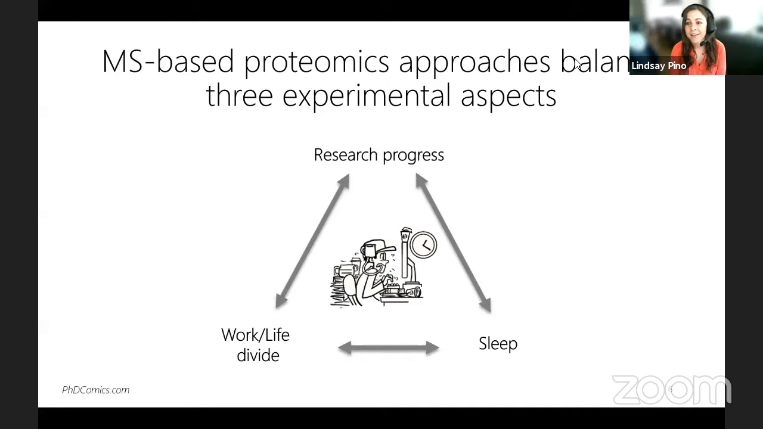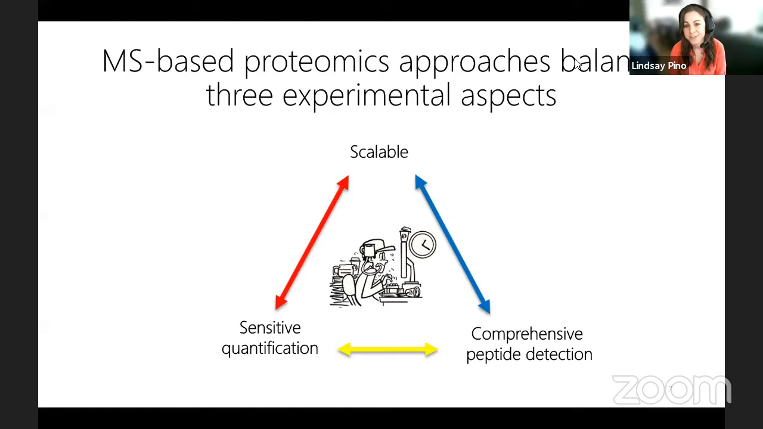So much like all other types of research we're doing right now, mass spectrometry proteomics really have to balance three experimental aspects: the research progress in your daily life, your sleep, and your work-life divide right now might be three experimental aspects of day-to-day life that you're trying to balance. Mass spectrometry is much the same. The three things we're trying to balance in mass spectrometry proteomics is the scalability of an experiment. So how many samples you might be able to run if it's high throughput or low throughput.